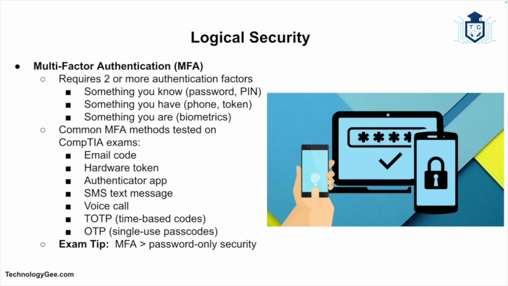So email, this could be a code that is sent to your inbox. A hardware token could be a physical device that generates a code. You've got authenticator apps like Google Authenticator and Microsoft Authenticator. You've got SMS, or short message service, where you get a text message with a code. You've got voice calls, like automated systems that call you and give you a code.